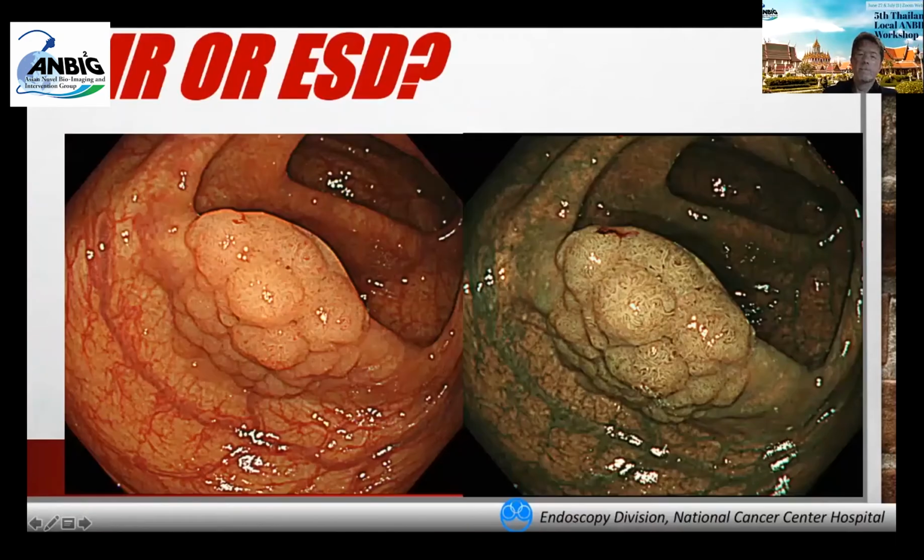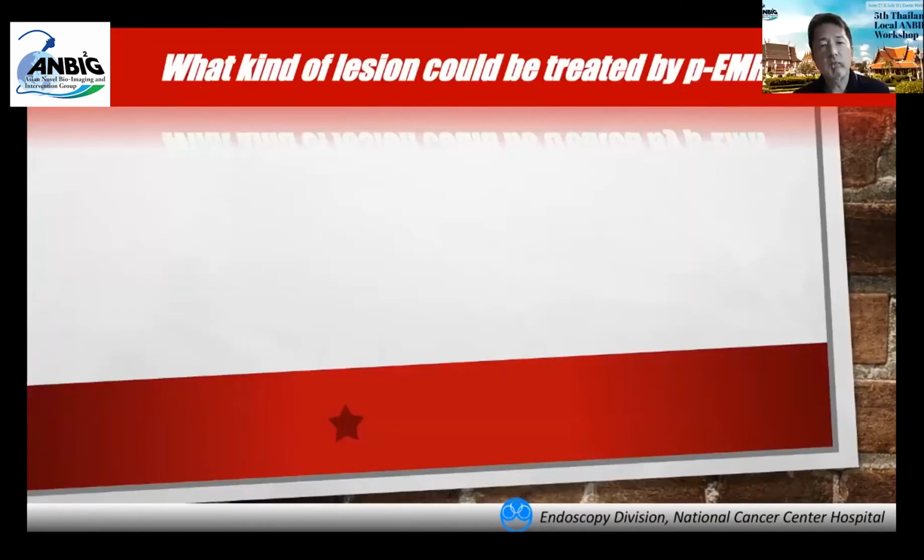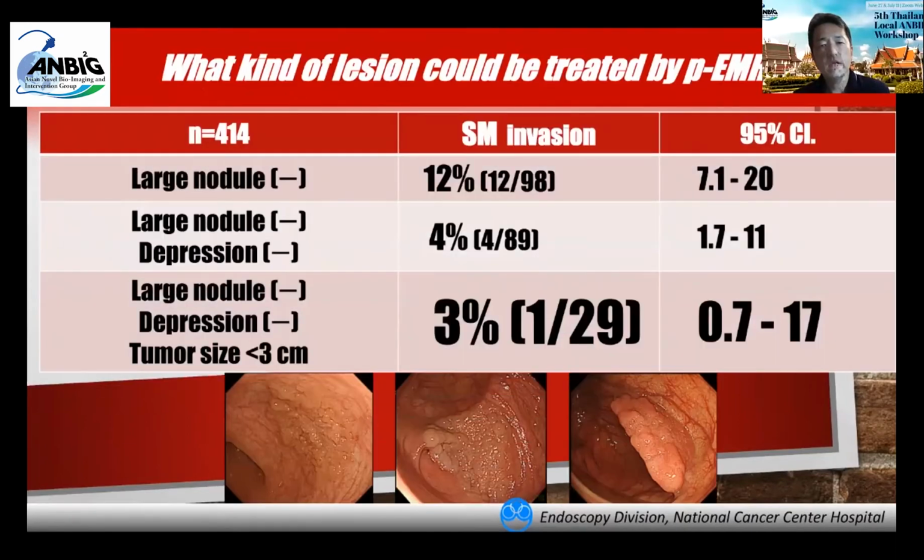How about this LST granular type in the ascending colon? And what kind of lesion could be treated by piecemeal EMR? So we evaluated the SM invasion rate according to tumor size, large nodule, or depressed component. From this analysis, when the lesion has no large nodule, no depressed component, and tumor size less than 3 centimeters in diameter, the incidence of SM invasion was just 3%. So this kind of lesion could be treated by EMR effectively.